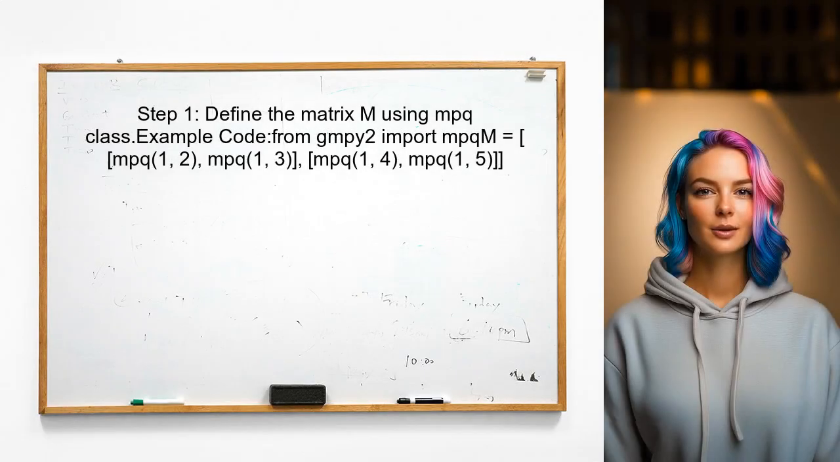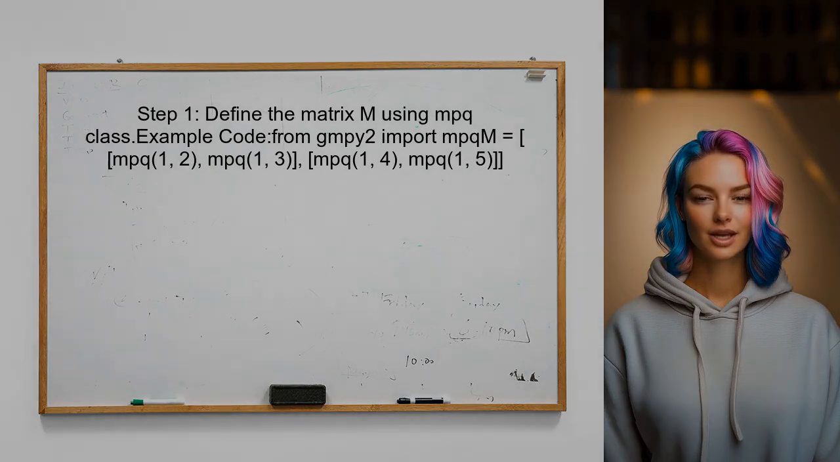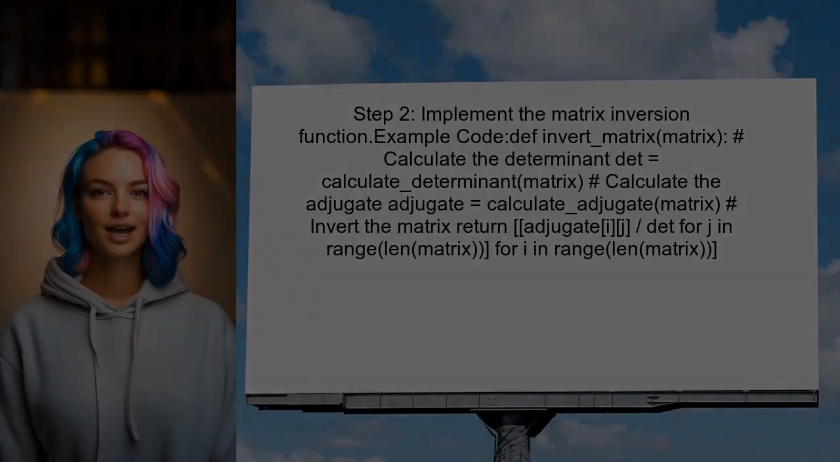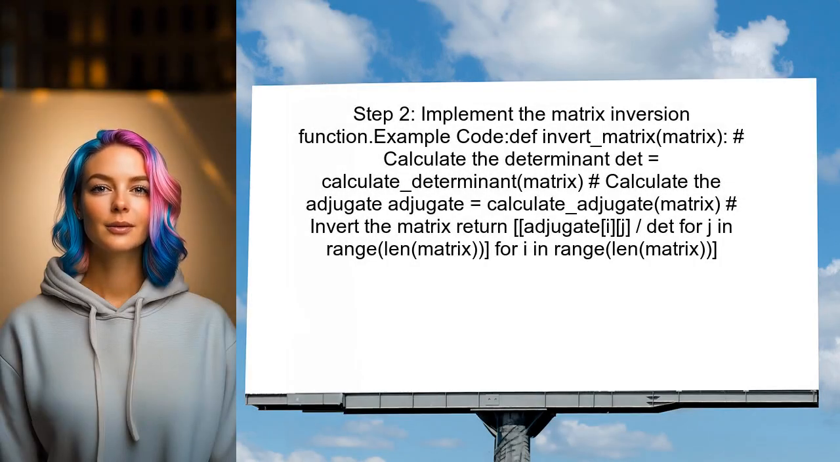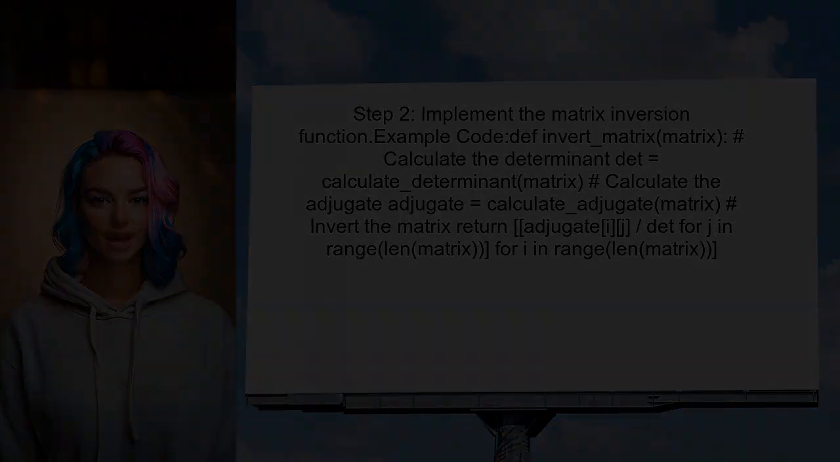To begin inverting the matrix, the user should first define the matrix M using the MPQ class from GMPY2. This allows the user to work with fractions directly. Next, the user should implement a function to perform the matrix inversion. A common method is to use the adjugate matrix and the determinant.